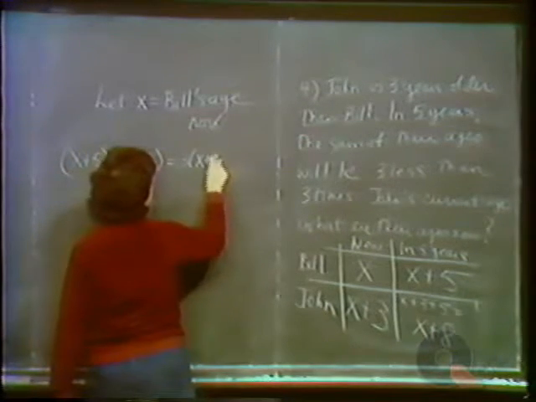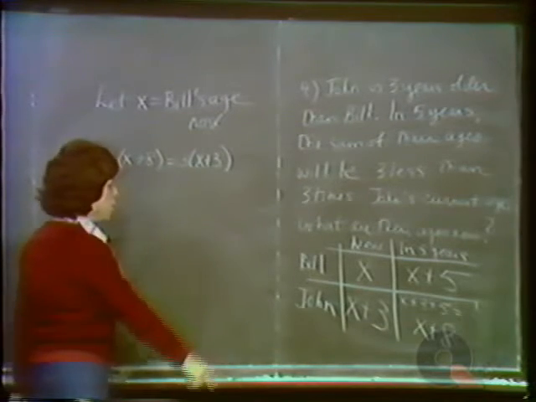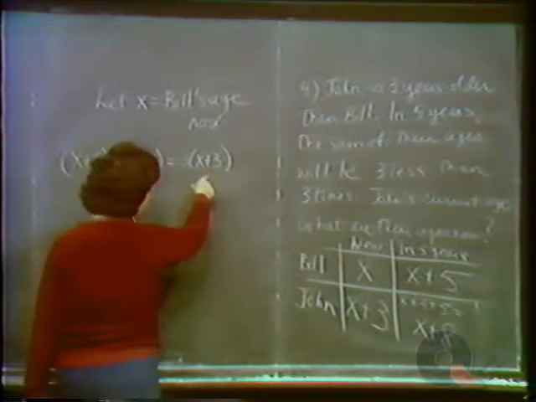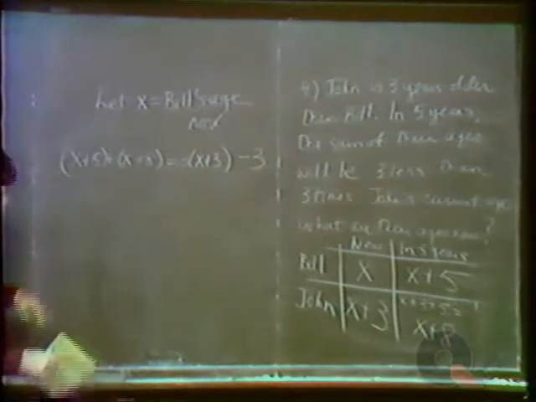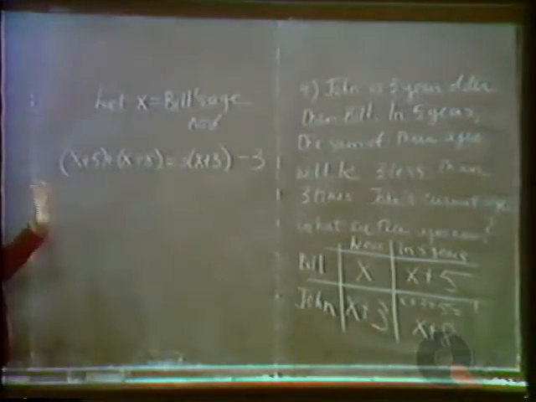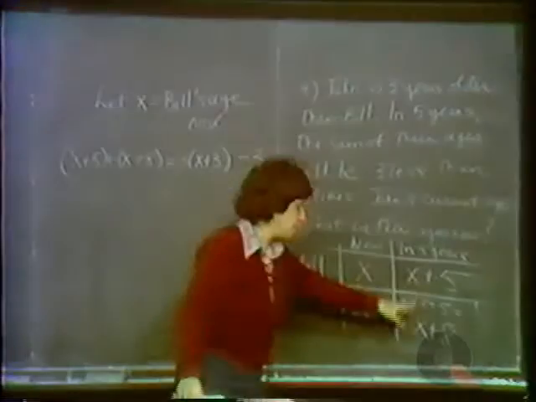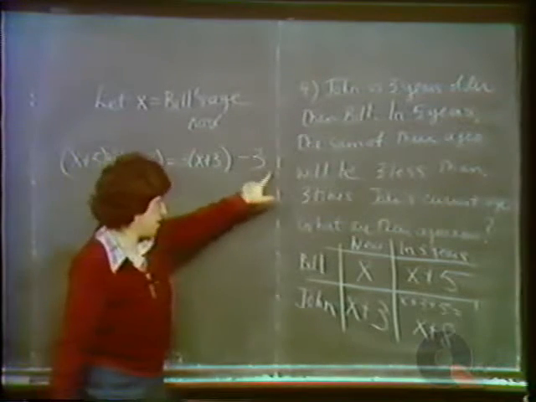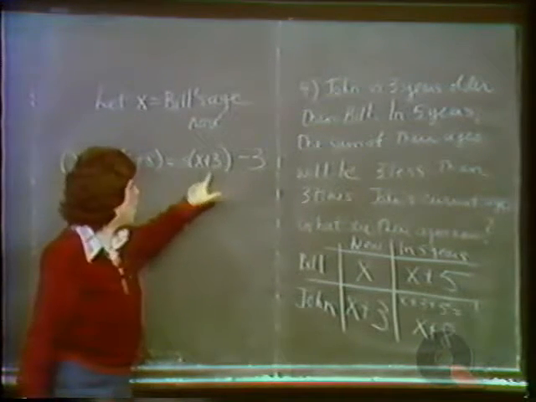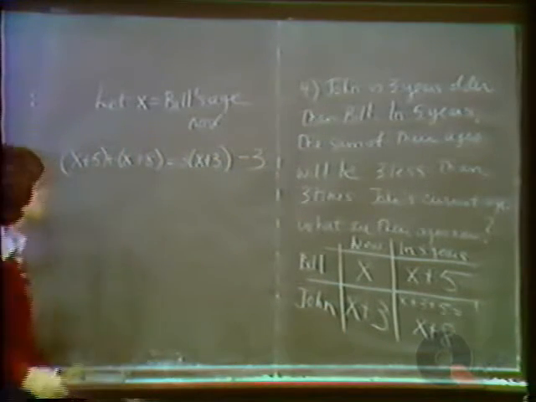3 times that. Here the parentheses are important because we're going to have to use the distributive law. This is 3 times John's current age. This is 3 less than that. And there we have our equation. In 5 years, the sum of their ages, X plus 5 plus X plus 8, will be 3 less than 3 times John's current age, which is X plus 3.